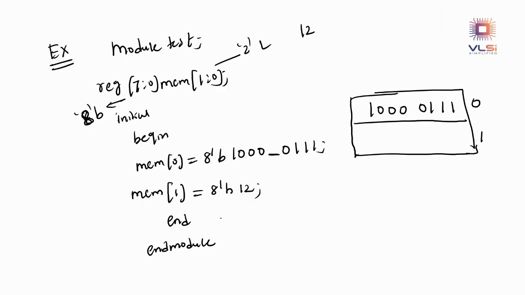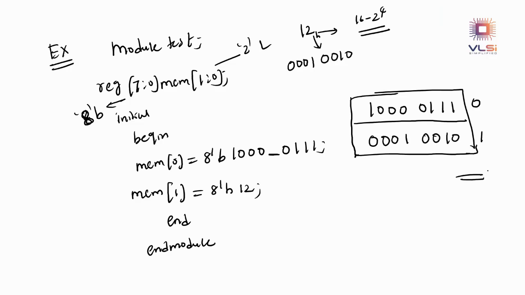In the 0th location, and 12. So 12 is an 8'h, no? H means it will be converted into binary. We know how to convert hexadecimal to binary. The radix is 16, so you can represent each digit in terms of 2 power 4. So this is 0001 and this is 0010. So it will store like 0001 and 0010.